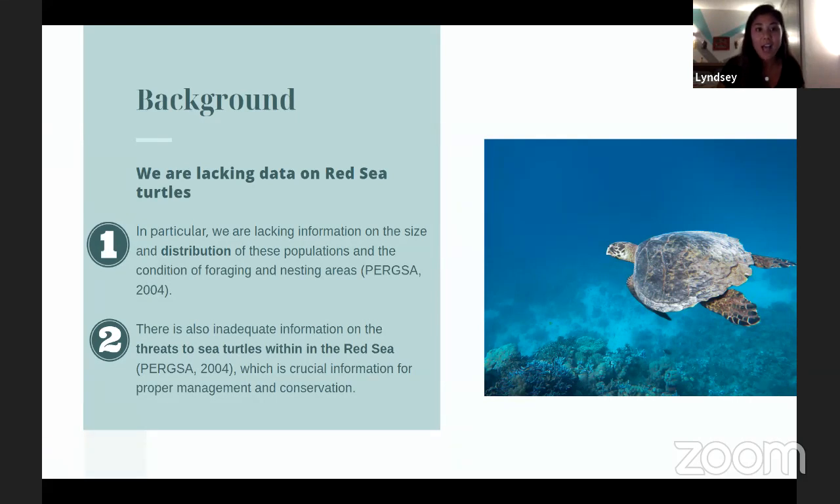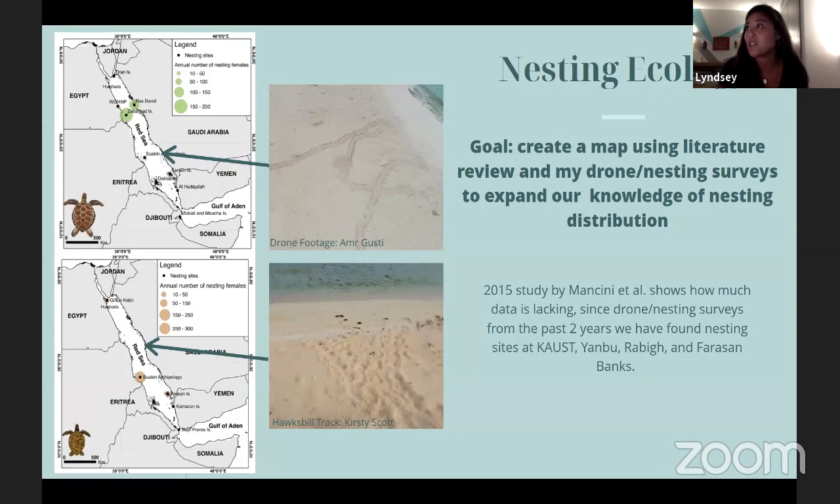And to start off, I wanted to dig a little bit more into the nesting distribution. To do this, I was using both the literature as well as drone surveys and nesting surveys to figure out where these turtles are. Because turtles have to nest on sandy beaches, we can look for their tracks and figure out if they're nesting there or not.